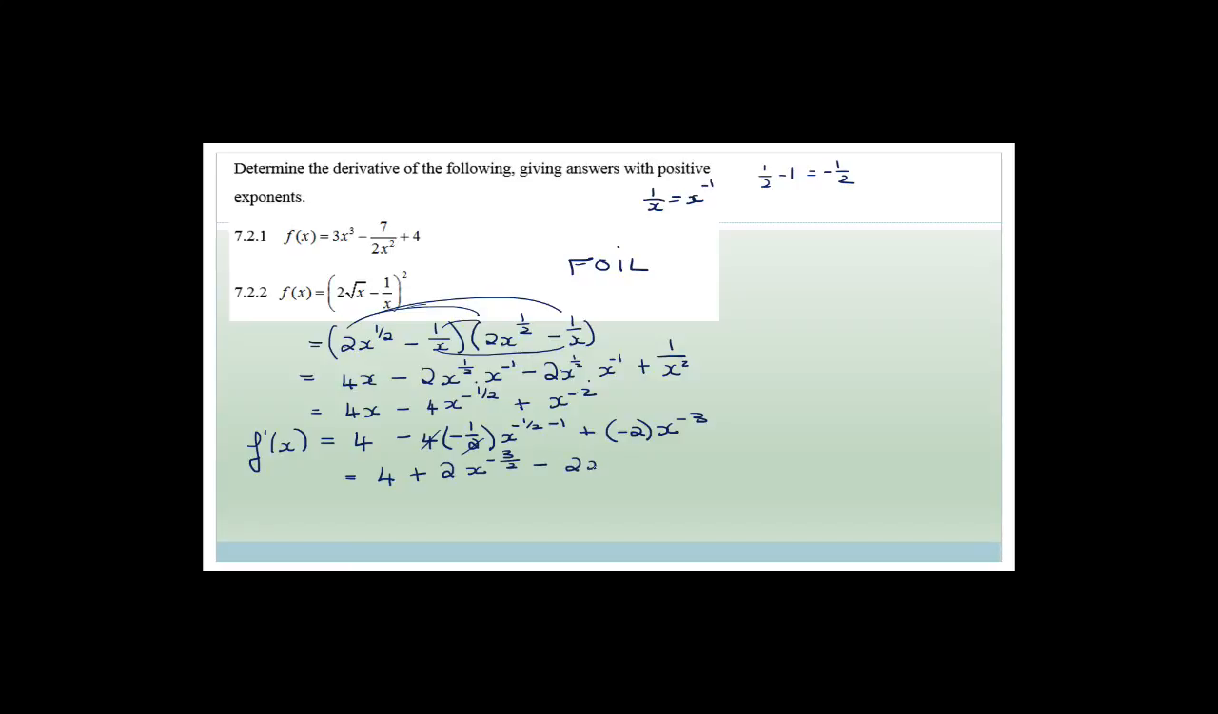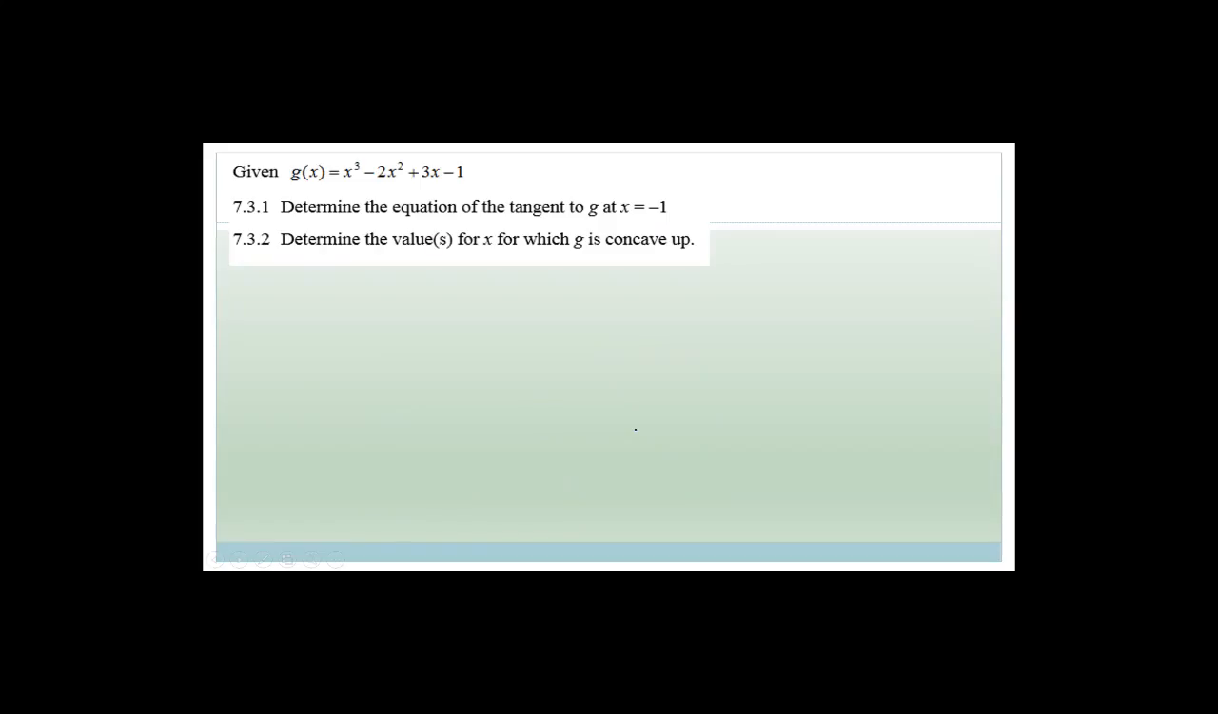Minus 2x to the negative 3. But remember, they wanted positive exponents. So that becomes 4 plus 2 over x to the 3 over 2, minus 2 over x cubed. There we go. Not too bad, hey? Not too bad at all.